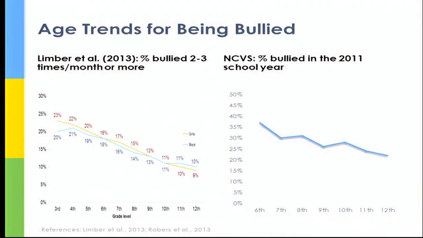Similarly, on the left, you see from my own work, our large-scale survey of more than 20,000 students in grades 3 through 12, we observed that rates of being bullied were highest in our survey among 3rd graders, about age 9, and decreased steadily through elementary, middle, and high school grades, both for boys and also for girls. And then on the right, you see, again, decreases in rates of being bullied with age, according to the National Crime Victimization Survey from grades 6 through 12, where about 37% of 6th graders said they had been bullied at school in 2011, and 22% by 12th grade.